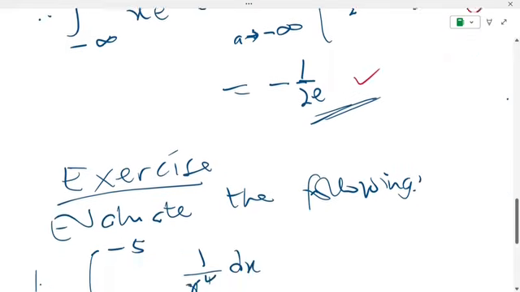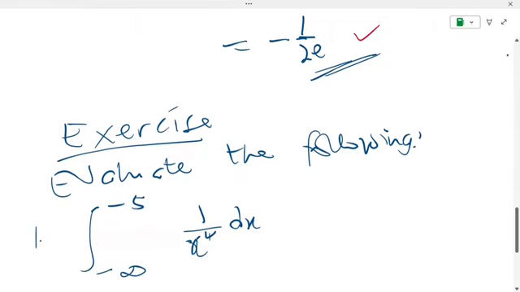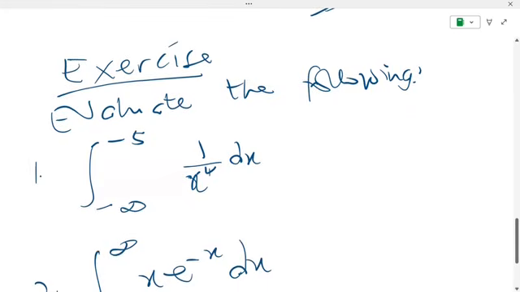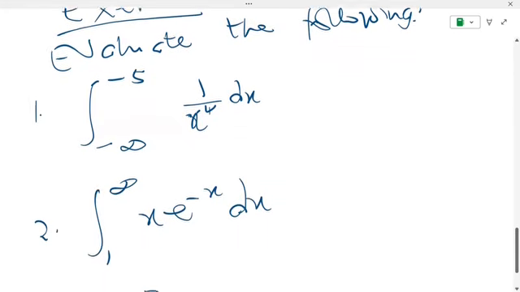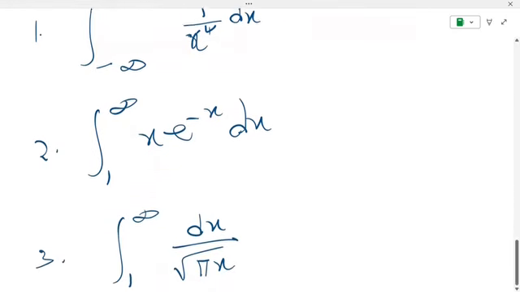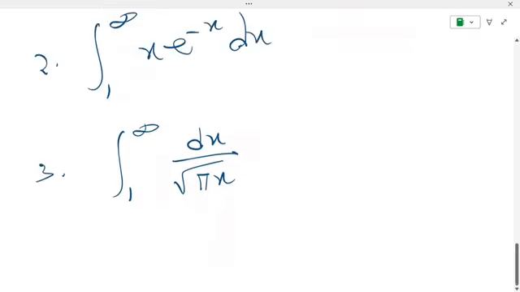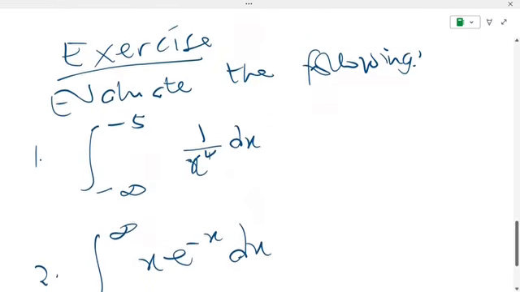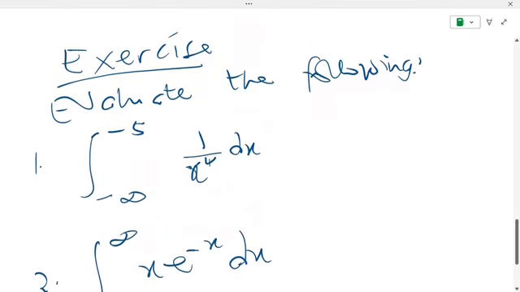There are some exercises here. I want you to take your time and try them. Evaluate the following. Question 1: 1 over x raised to the power 4. Question 2. Question 3. These are some questions that I want you to try your hands on. So that's the first part, the improper integrals.